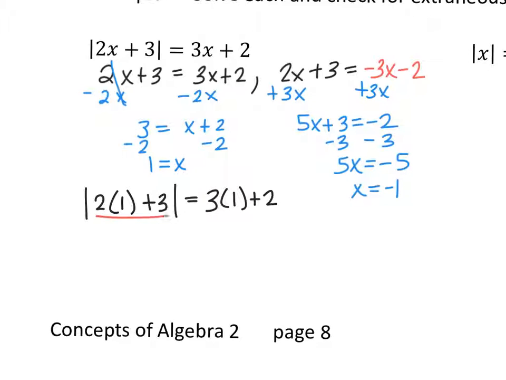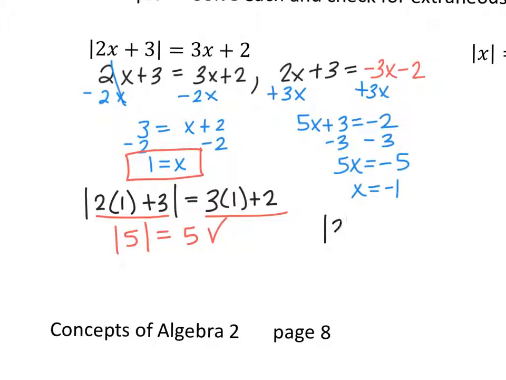So 2 times 1 plus 3 is 5. So does the absolute value of 5 equal, this will be 5? Yes, it does. So this means that x equals 1 is a solution. And now I'm going to check negative 1 and plug it back into the original problem. It's really important that you plug it into the original problem.